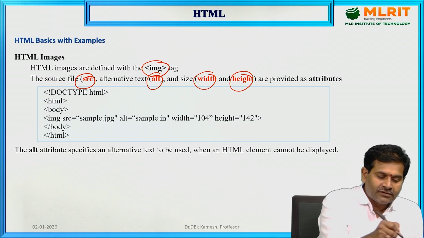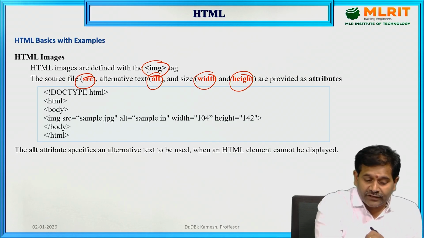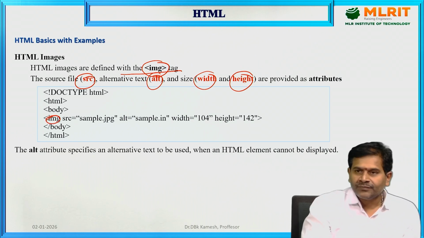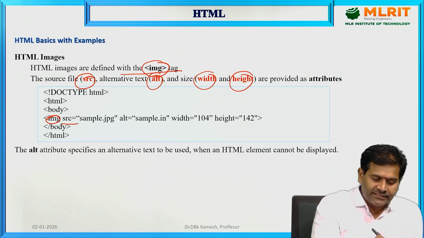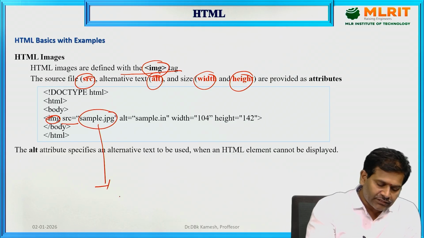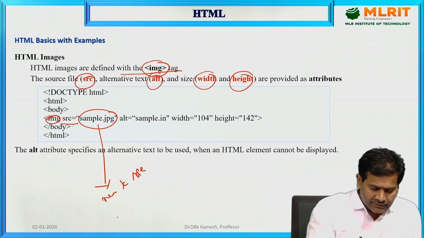HTML images are defined with the tag called img, that is image. Source, src, sample.jpg. The location where it is located is very important. If you are in the same folder, no problem, otherwise if it is in some other location, you need to specify the exact folder.